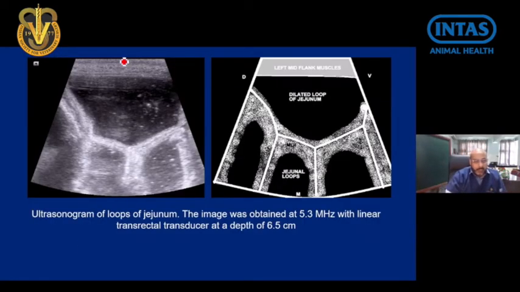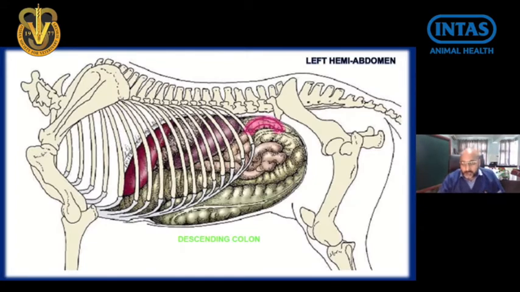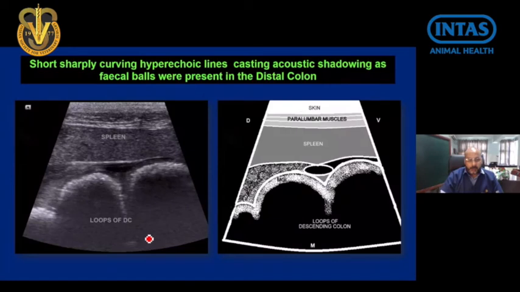This is again the loops of the jejunum here, obtained by the transrectal probe. Then coming to the descending colon here, this is also very important. So when you do it, you will find the descending colon like this, right? And the spleen over it.